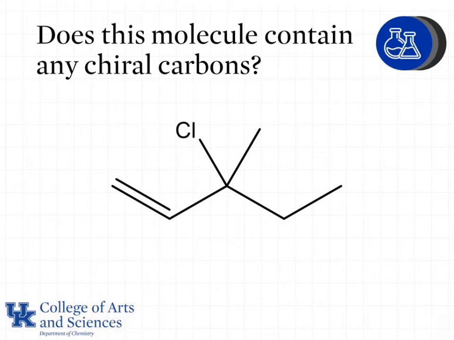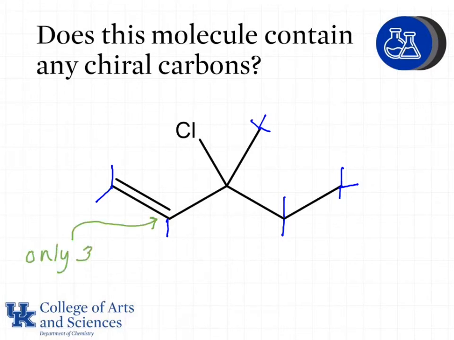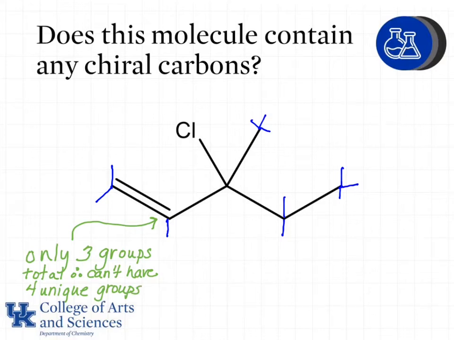Does this molecule contain any chiral carbons? First, we're going to add in our hydrogen atoms. And we know we can eliminate any carbon which has two or more hydrogens attached as a possible chiral carbon. We can also eliminate any carbons involved in a double bond, because if we look at the second carbon in the chain, we'll see that it only has three groups attached. And so if it only has three groups total, it can't possibly have four unique groups. So any carbons involved in a double or triple bond cannot be chiral.